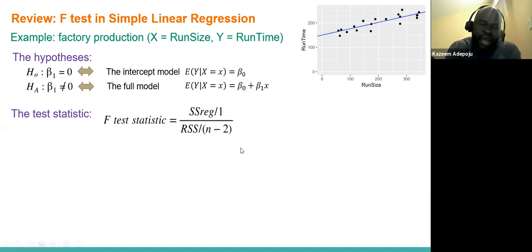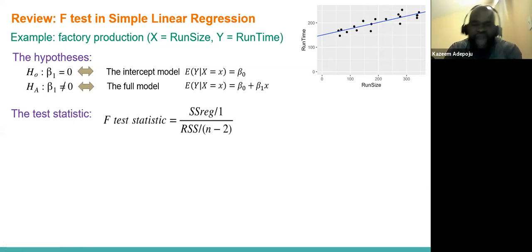Okay, and why do I have the n minus 2? The n minus 2 that I have right here is the degree of freedom of the unexplained variation, the degree of freedom of the error. N minus 2 is the degree of freedom of the error, and that's why I'm using n minus 2 to divide the residual sum of squares. Okay, the 1 right here is the degree of freedom. When you are talking about simple linear regression where you got two parameters, beta naught and beta 1, then the degree of freedom is going to be 2 minus 1, and that's why you have 1 right here.